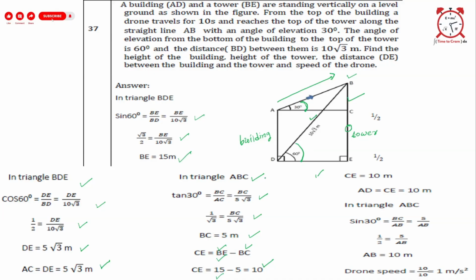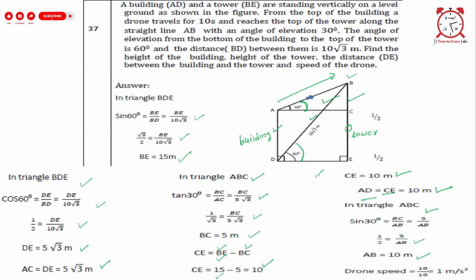Now these are all the respective values. So CE equals 10 meters. Now AD is what? AD is the height of the building. So AD equals CE equals 10 meters. This is also our required answer. Now again we are taking triangle ABC, this triangle. Using sin 30, opposite upon hypotenuse, we get AB equal to 10 meters.